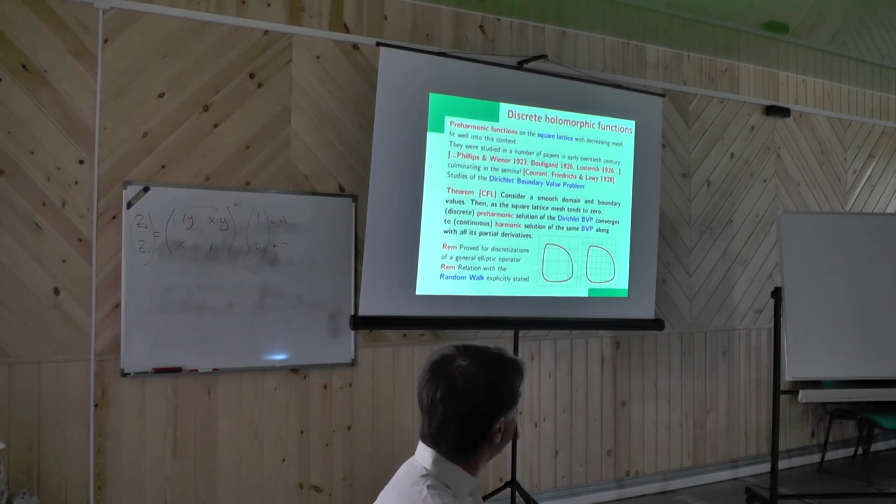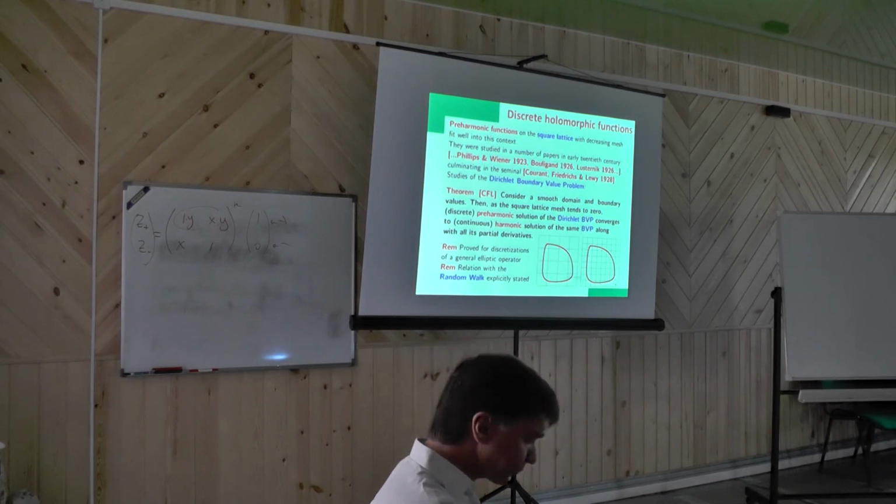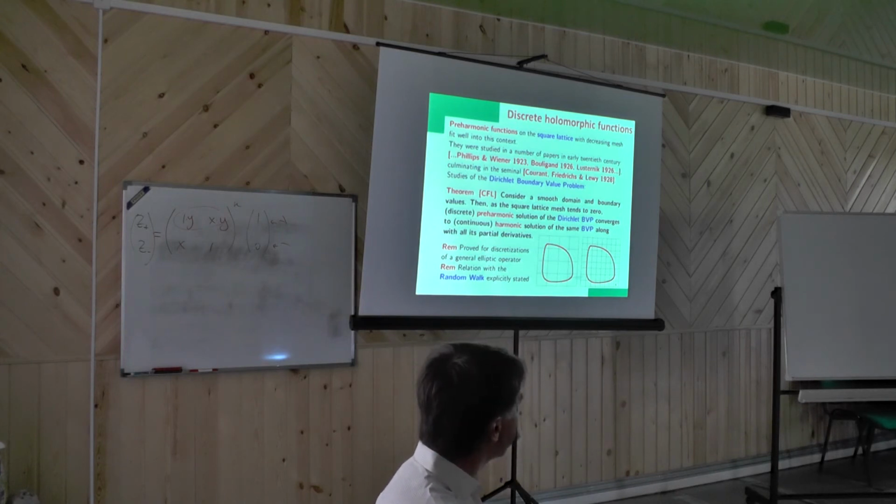There are many people who were involved. The most famous paper is by Courant, Friedrichs, and Hans Lewy. And they proved that solutions to the discrete Dirichlet boundary value problem converge to the continuous solutions.